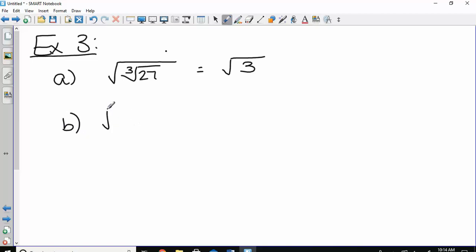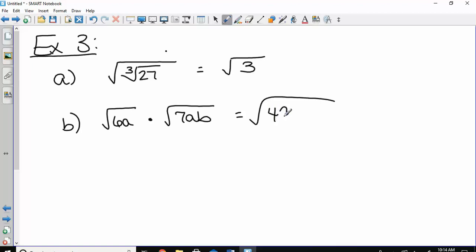If I gave you, let's say, the square root of 6a times the square root of 7ab. If I'm asking you to multiply radicals, you can do that. You can multiply any radicals together. When you do that, the radical stays, and you just multiply the numbers underneath. So 6 times 7, a times a, and then we just have that b.